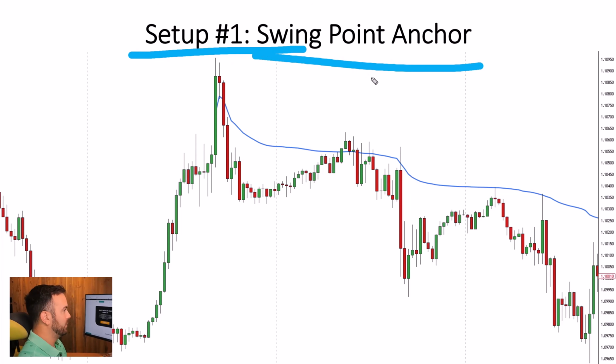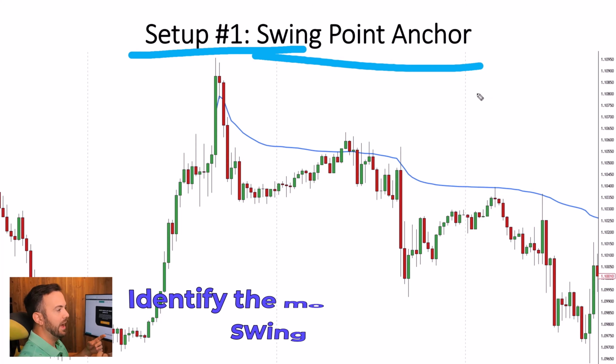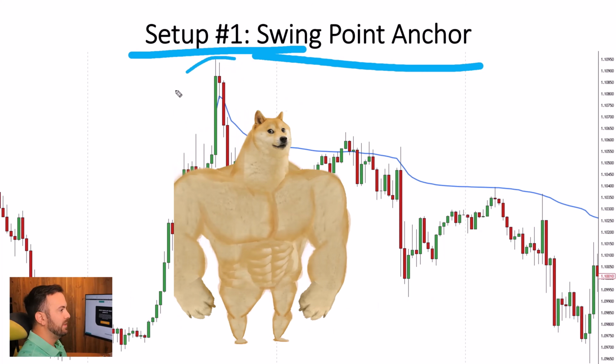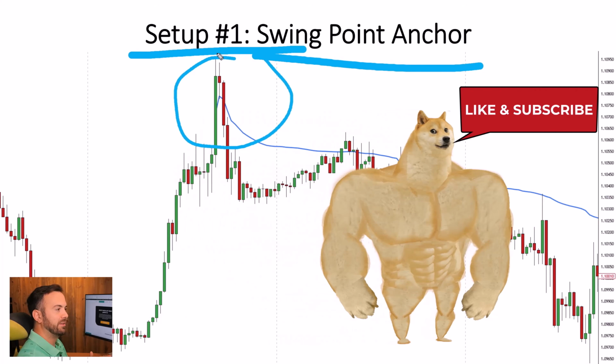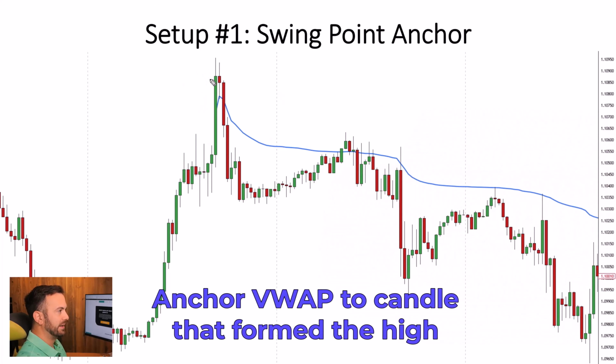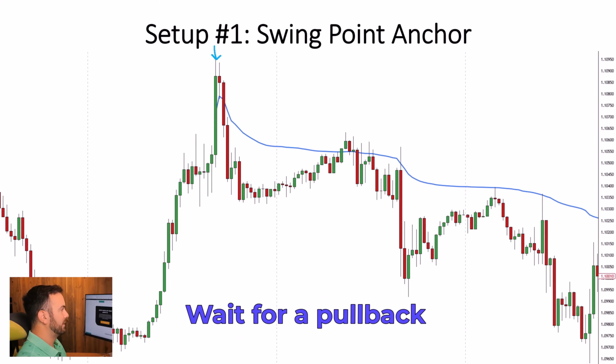What this setup is all about is that you look at the chart and you want to identify the most important or prominent swing point on that chart. A swing point that every trader trading the same chart as you sees as well, all right? In this example, that would be this swing point. It's the most prominent place on the chart. So you anchor the VWAP there, you anchor it to the candle which formed the high. That would be this candle. This formed the high of that swing point, so you anchor the VWAP there, and then you wait for pullbacks.